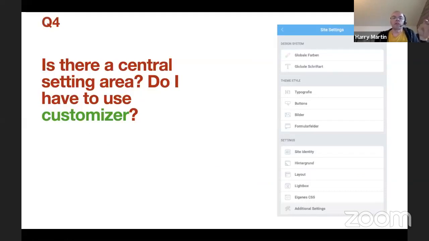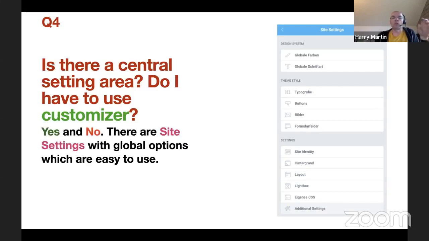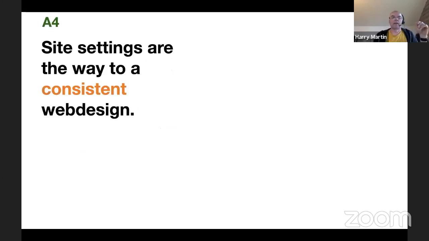So let's go into it: is there a central setting area or do I have to use the customizer? So we have a central setting area now, the site settings, and we don't need to go to the customizer. And if you look at my hands, two left thumbs, so I don't want to go with the customizer. I don't want to use this thing. And the site settings are a very great way to get a consistent web design.